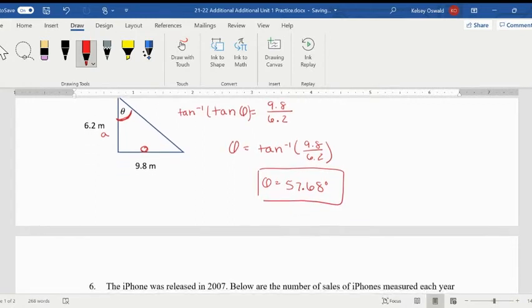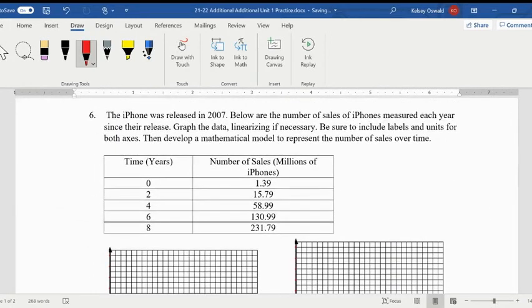Okay. All right, so now we can start looking at our linearizing. Here, we see the number of sales of iPhones measured per year since their release. Graphing the data, linearize if necessary, be sure to include units for our axes, and then develop a mathematical model.